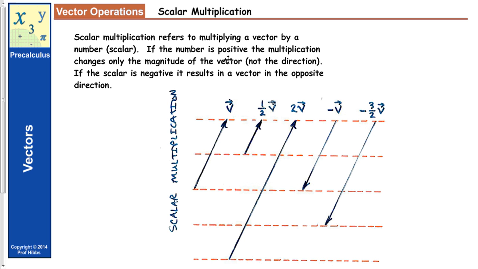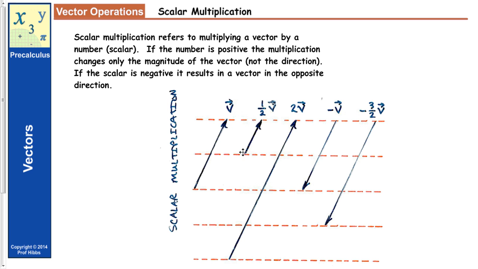If the number is positive, as you'll see below, the multiplication changes only the magnitude of the vector. That is, it makes it longer or shorter. It doesn't change the direction. If the scalar is negative, it results in a vector in the opposite direction. So the reason it's called a scalar is it scales the vector. It scales it up or scales it down. It makes it twice as long or 1/2 as long, as an example.